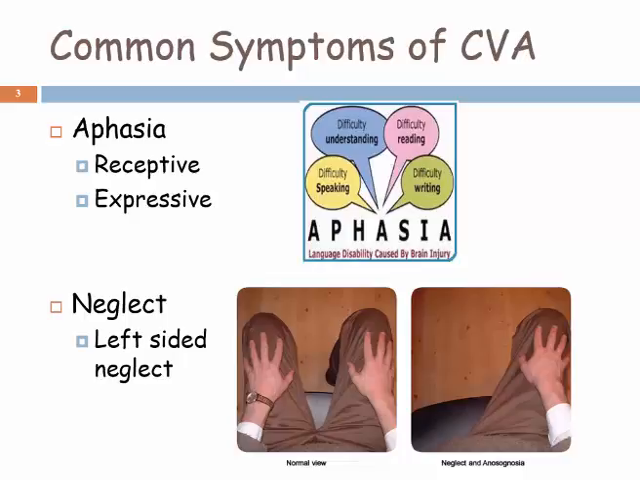Symptoms of a CVA are dependent on the area of the brain that is affected. Common symptoms include complete or partial paralysis on the opposite side of the body. This means if the blood flow is disrupted in the left hemisphere, for example, the complete or partial paralysis would be on the right side of the body. Other possible symptoms include left-sided neglect and expressive aphasia and/or receptive aphasia.